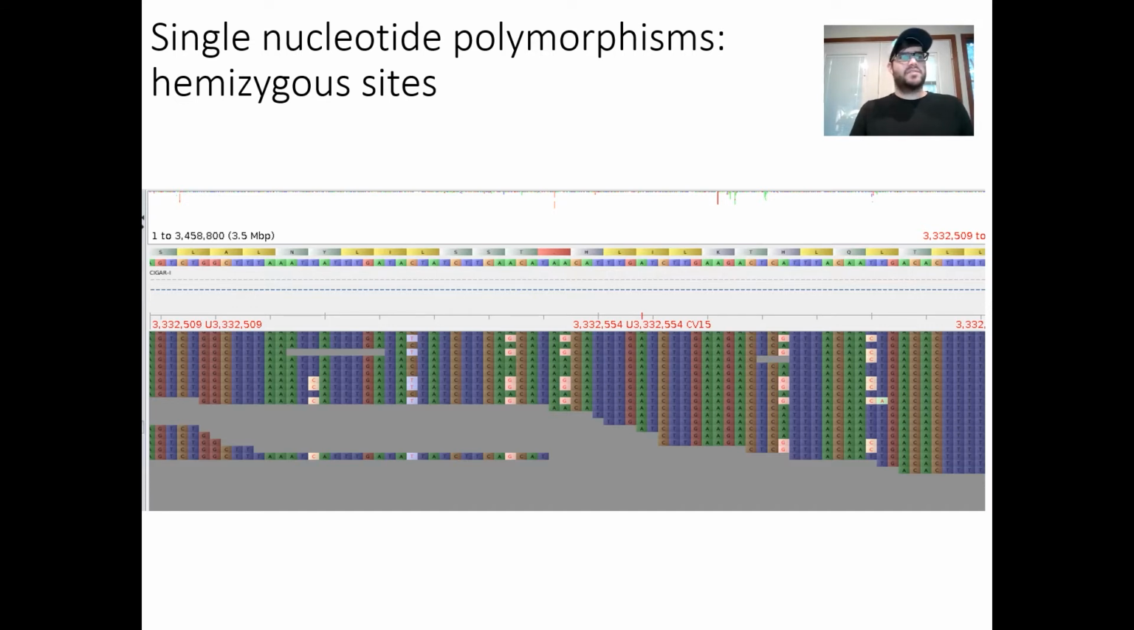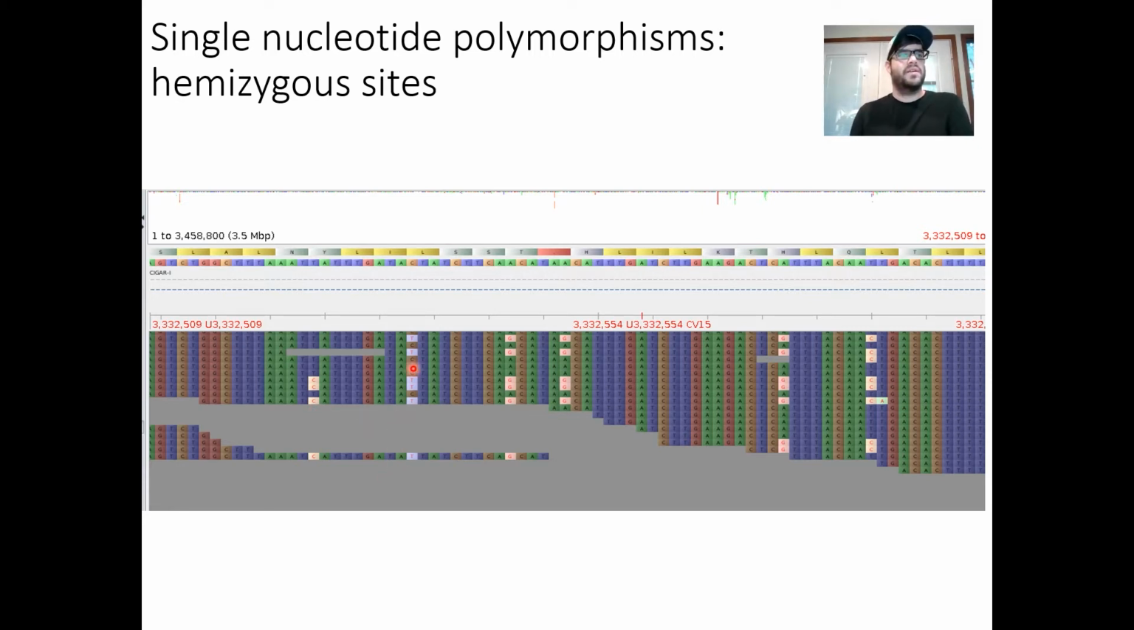We can also have hemizygous sites. And so for diploid plants, we would have 2 copies of each allele. So one that would be inherited from the mom and one that would be inherited from the dad. And so these are a couple examples of hemizygous alleles. And so for instance here, we have the reference line is a T, and then in our individual we have some reads that are T and then some reads that are C. And so this would be hemizygous or heterozygous of T/C.